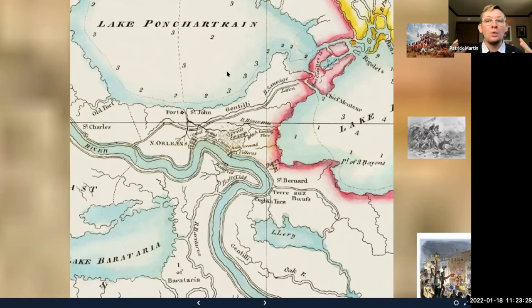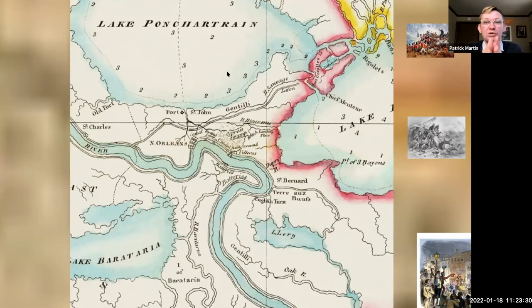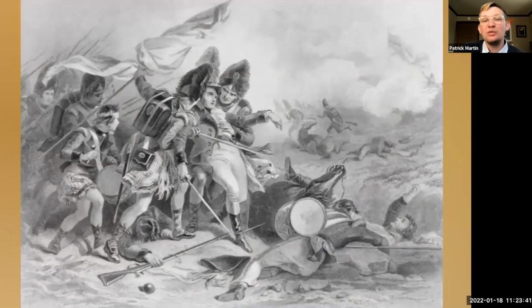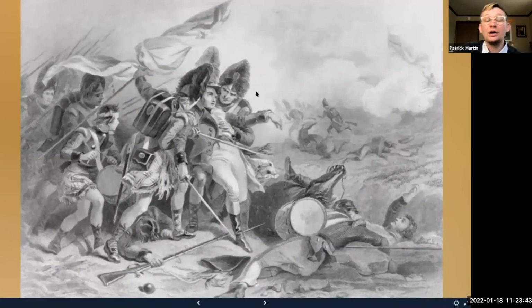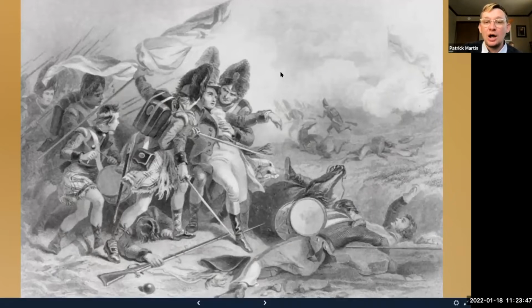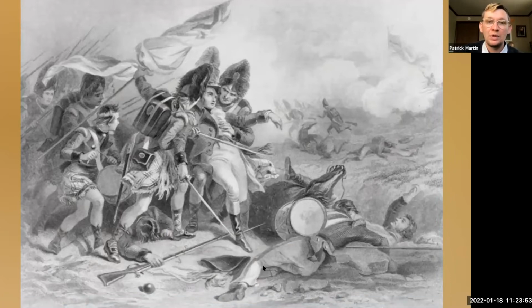Now, with having to go straight on at America, it gives America a huge advantage. They get to see them coming. This image shows General Packingham, the general of Great Britain's army, after he'd just been shot. You see a lot of people on the ground there. You see horses on the ground. This is a very devastating battle.